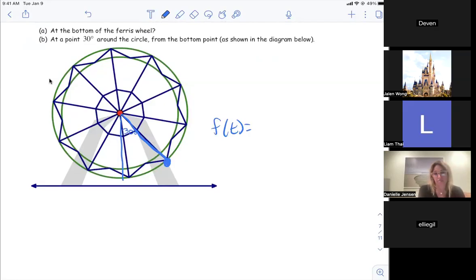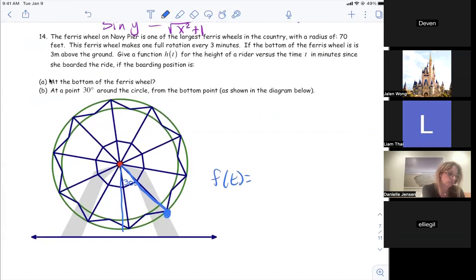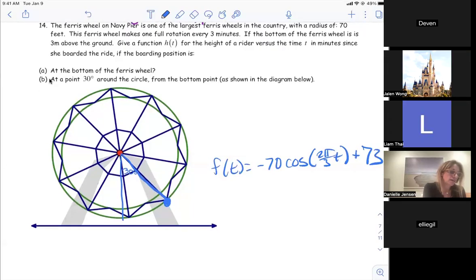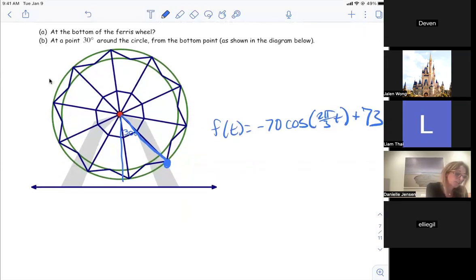Because sometimes these things can be more complicated. If you can always find a point, then you can use a systems of equations. So for example, what did you get in part A? Part A was negative 70 cosine of 2 pi over 3 t plus 73. Yeah, 73. Okay. So I said in part B, it's going to be a shift.